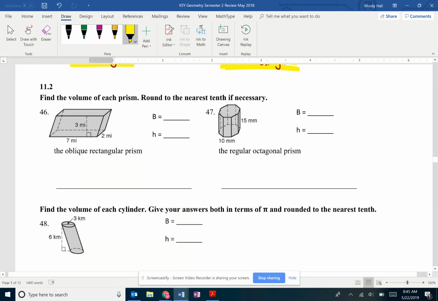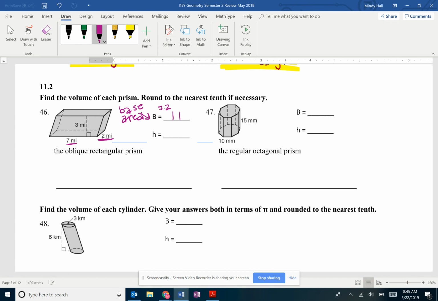For 11.2, you had to find volume. So with these, remember big B is base area. So just in case you forgot, I'm going to write it. Since that is our base area, that would be 7 times 2 because it is a rectangle. And 7 times 2 is 14. And then our height would be this 3.